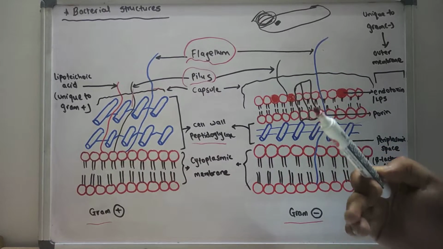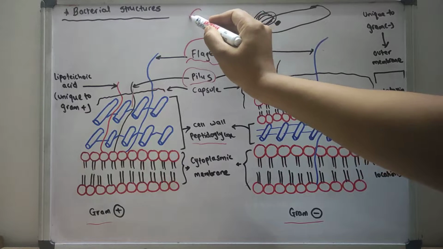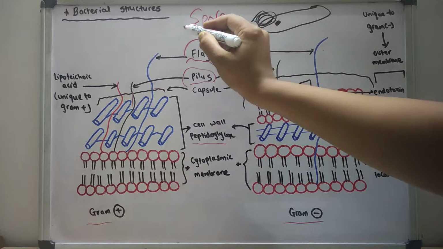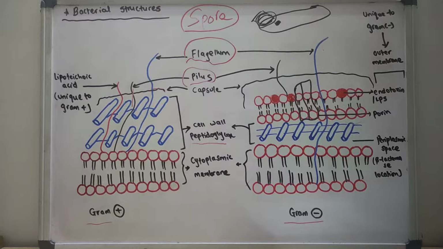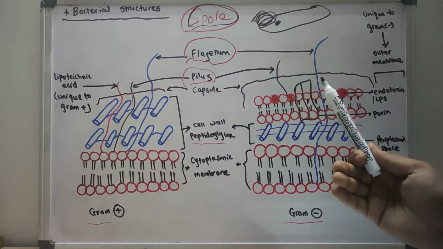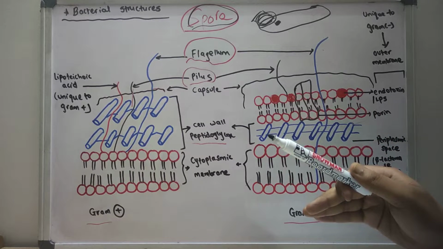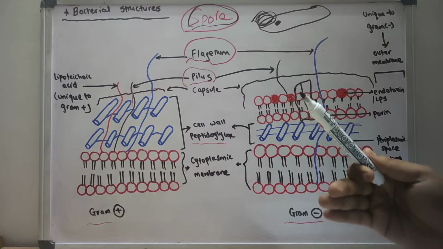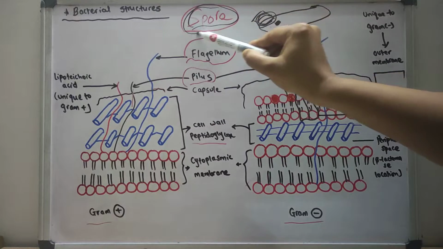Now let us move towards the specialized structure. I want to give emphasis on the spore. What is spore? As you know, the spore is a keratin-like coat in the bacteria. Its chemical composition includes dipicolinic acid and peptidoglycan, and it mainly contains the DNA.